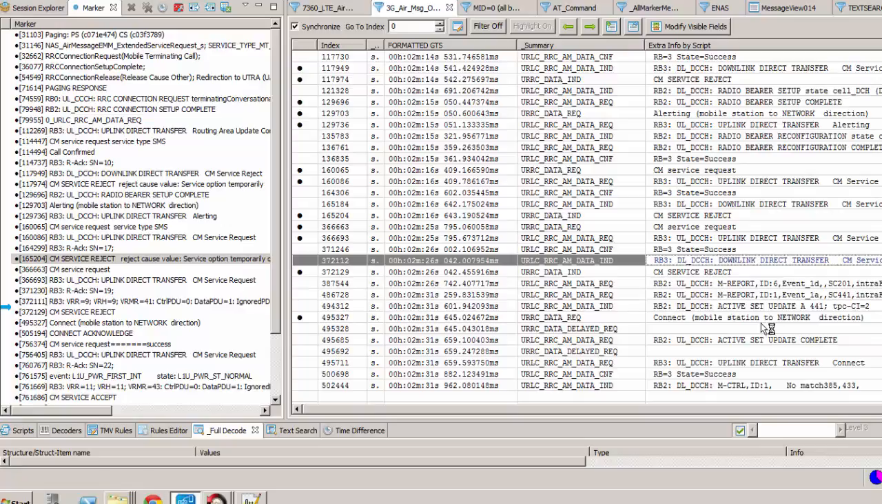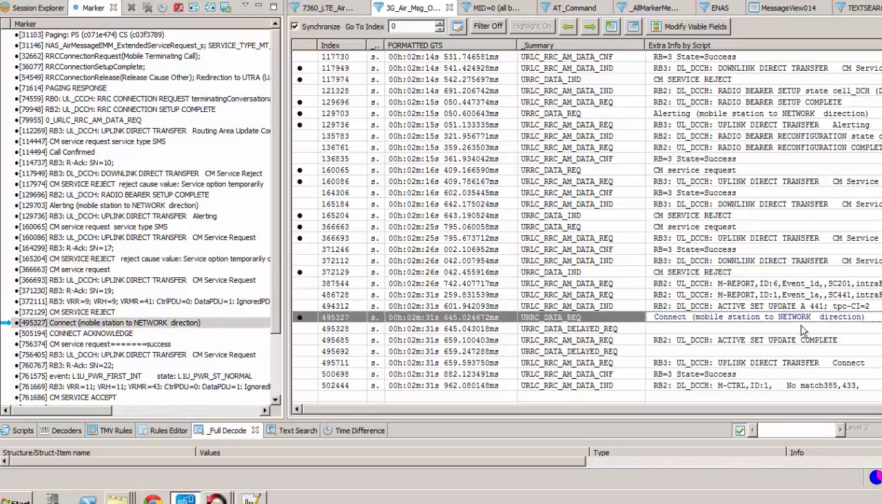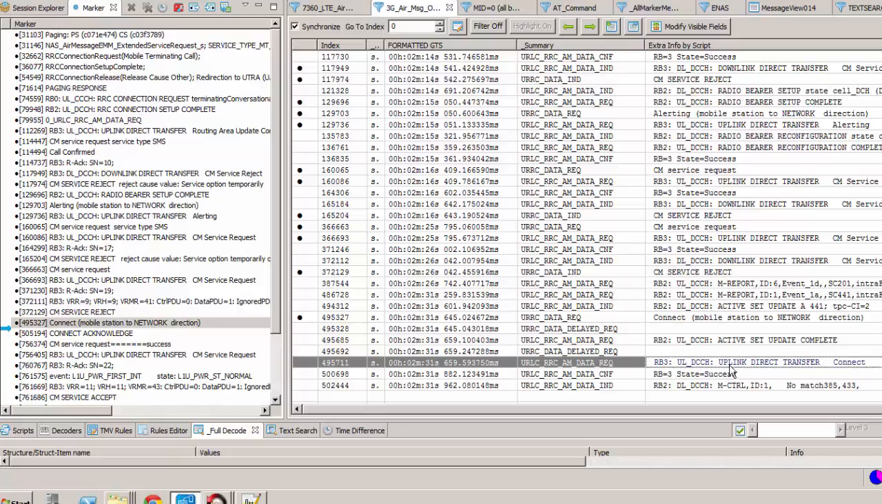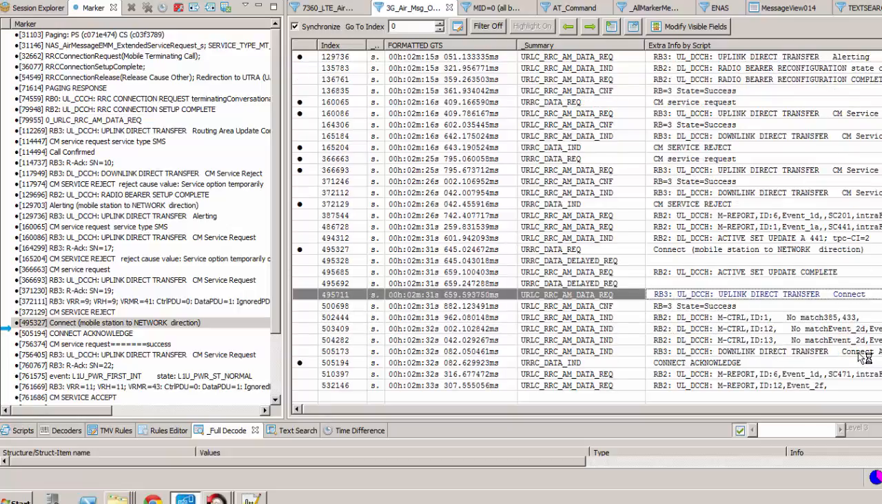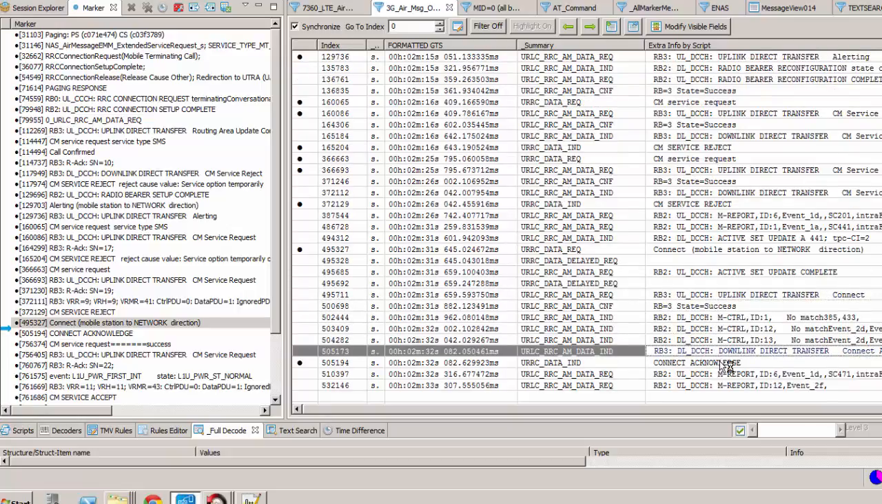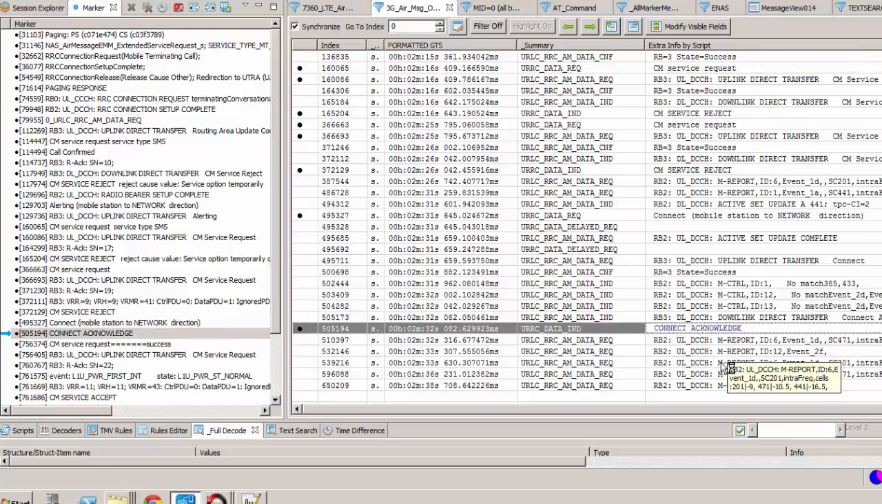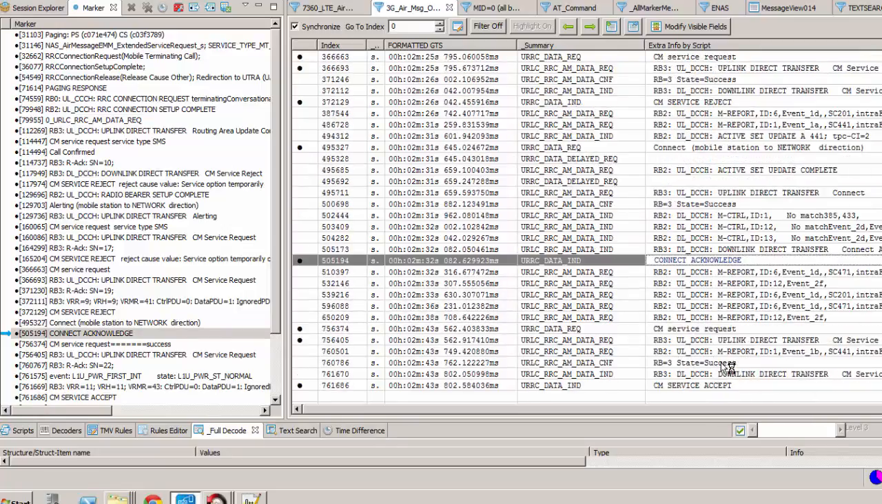And after that, what happens? The UE sends the connect message for the MT call. Both are running continuously in parallel. The connect message is sent from mobile station to network, transferred followed by the uplink direct transfer. After that, connect acknowledgement is received from the network, that means the call process is now completed here.